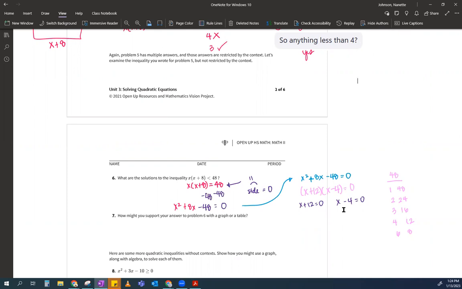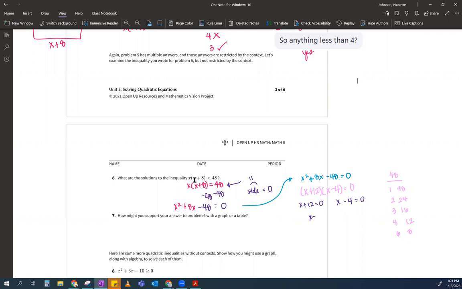But here's the thing. I don't want it to be equal to 0. I need to figure out what numbers would work. So now I got to figure out what to do with this less than symbol. So I'm going to show you how I do this. There's several different ways to do this, and I want to make sure everybody sees which way I'm doing this.